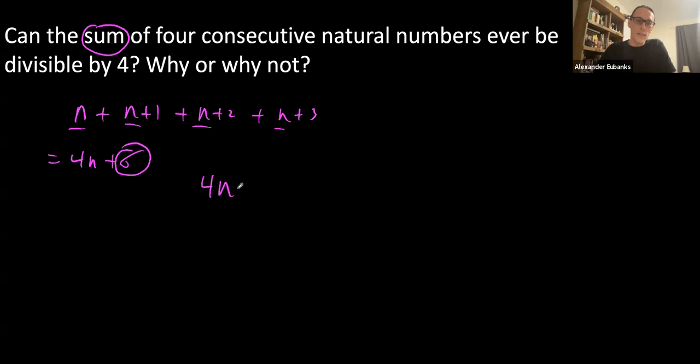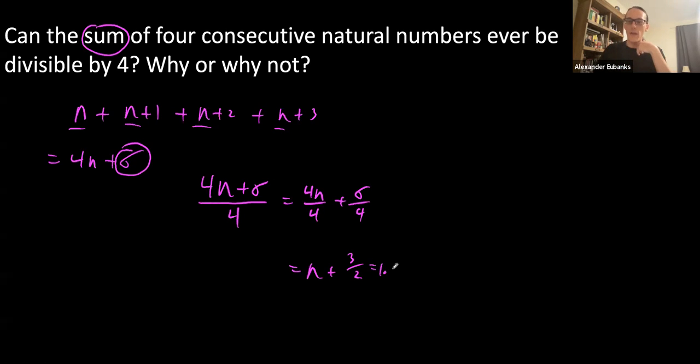If you tried to write this out as being divided by 4, then you would get 4n over 4 plus 6 over 4. The 4's cancel, but 6 over 4 is a fraction. It can reduce to 3/2, but it's a decimal number. It's about 1.5. So you cannot have the sum of 4 consecutive natural numbers be divisible by 4. Okay. So again, that was just a reminder of what we had done last time.